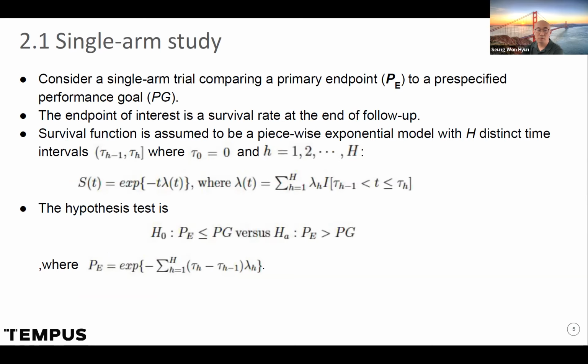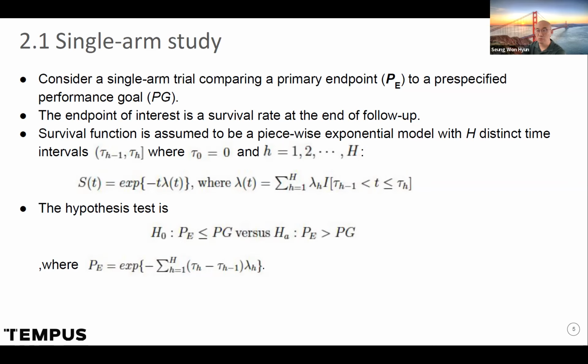Now let's talk about how we can identify the optimal interim timing for a single-arm study. Here we consider a single-arm trial comparing a primary endpoint P sub E to a pre-specified performance goal PG. The endpoint of interest here is a survival rate or failure-free event rate at the end of the follow-up. Here, we assume the survival function follows a piecewise exponential model with H distinct time intervals. For different time intervals, we assume different hazard rates.